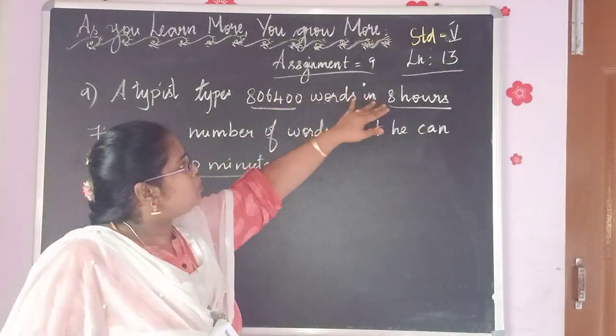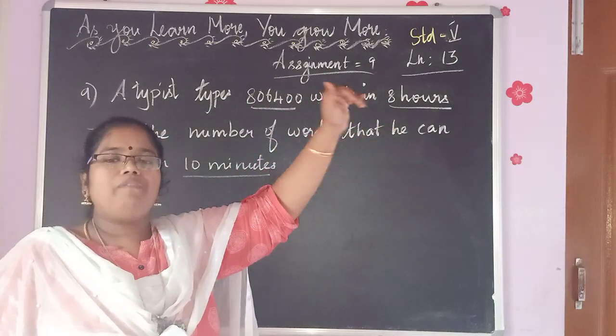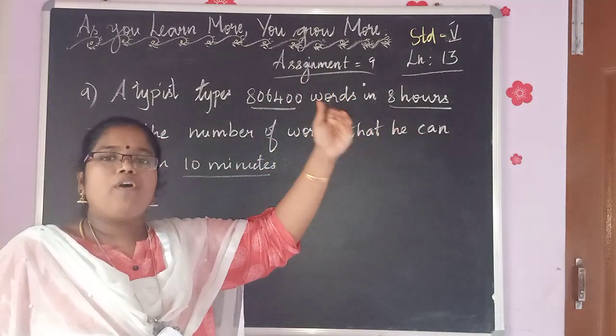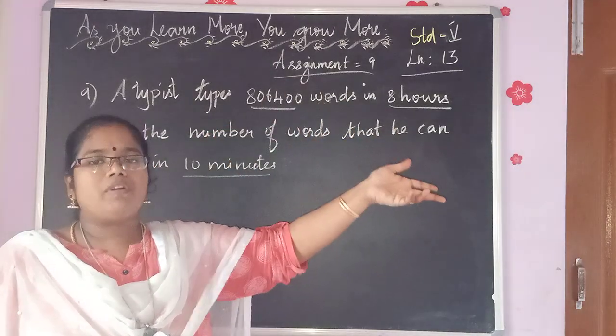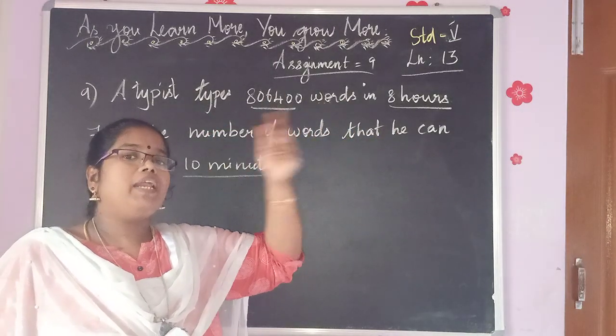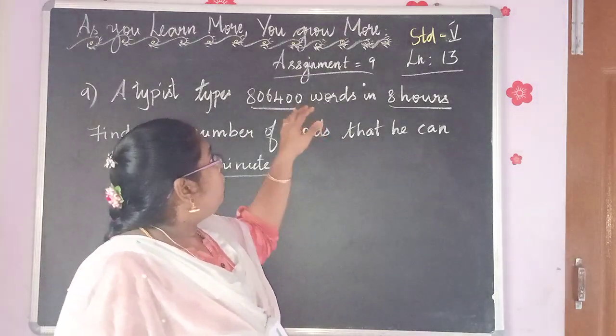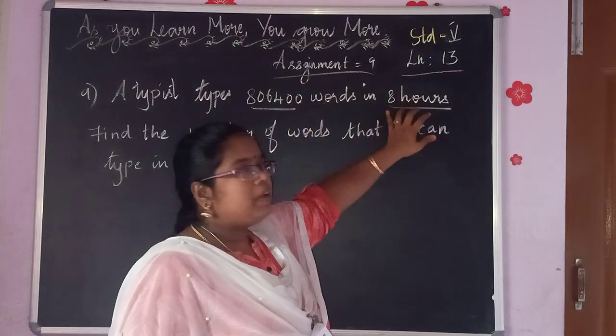First, using these two numbers, what we are going to do is find out the number of words typed for 1 minute. Okay, for 1 minute, how many words would have been typed? Now, for 1 minute, what do we have to do? We have to divide this by the minutes.